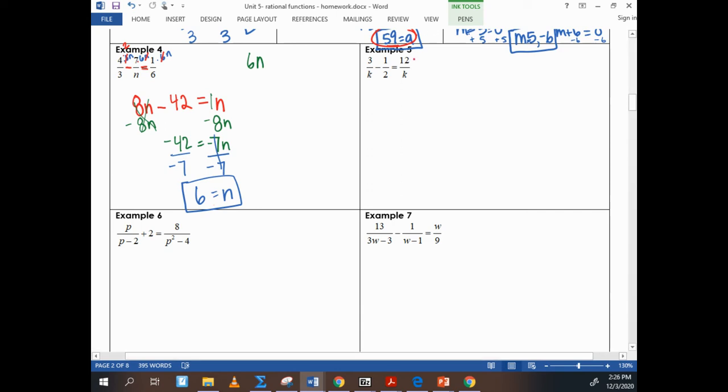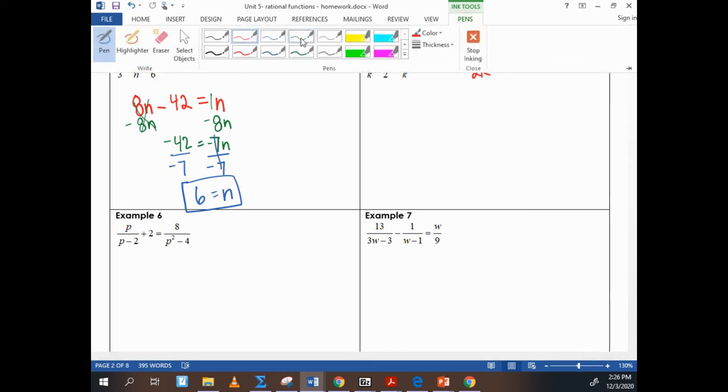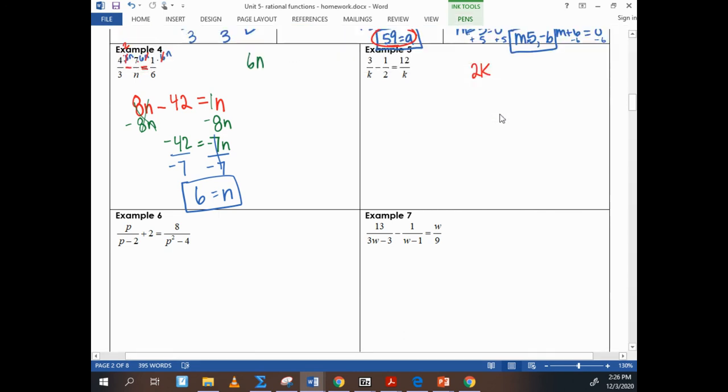All right, let's look at example 5 right here. I'm looking for my least common denominator. I know I need a k to wipe out those k's. I'm also going to need to multiply it by 2. Then I can get rid of all 3 of those denominators. Let's actually do a different color. Let's try purple. Okay, so we're going to multiply every term here by 2k, 2k, and 2k. And then just go ahead and simplify it.